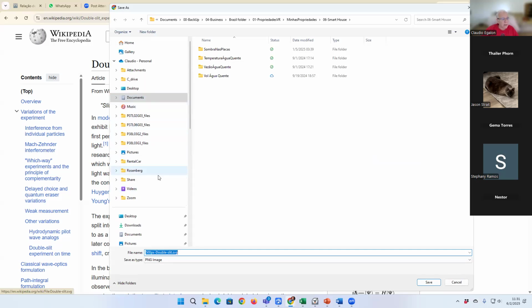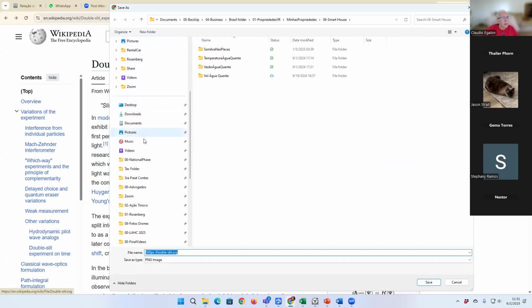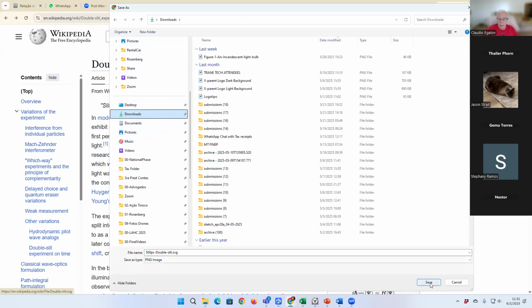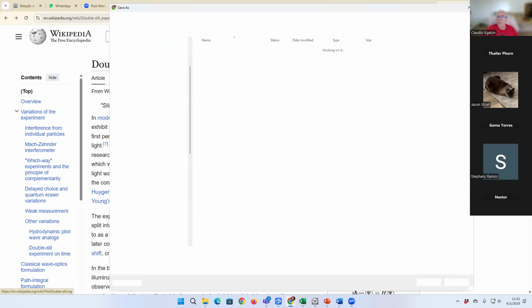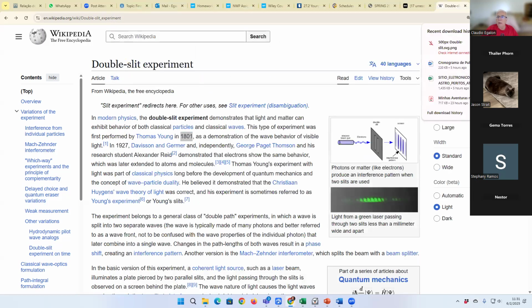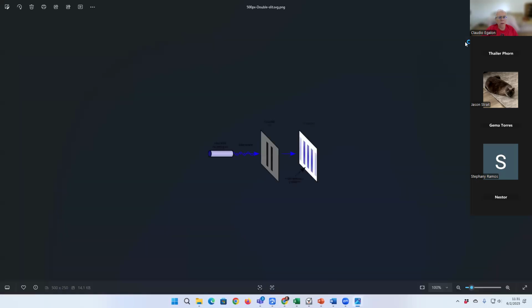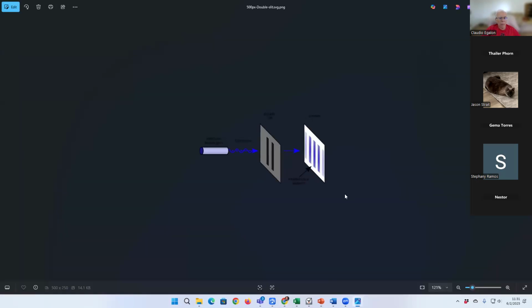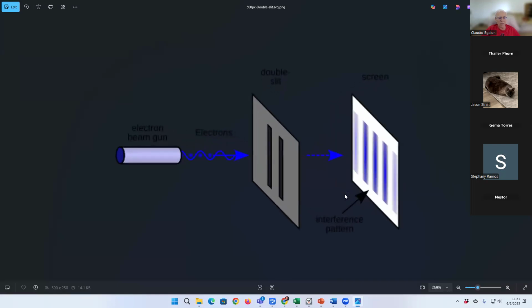Okay, now it's finally saving. Here you go. Let's see if I can open it now. It's not the Zoom. Let's see if I can open it. Yeah, I can open it, but it's terrible, huh?